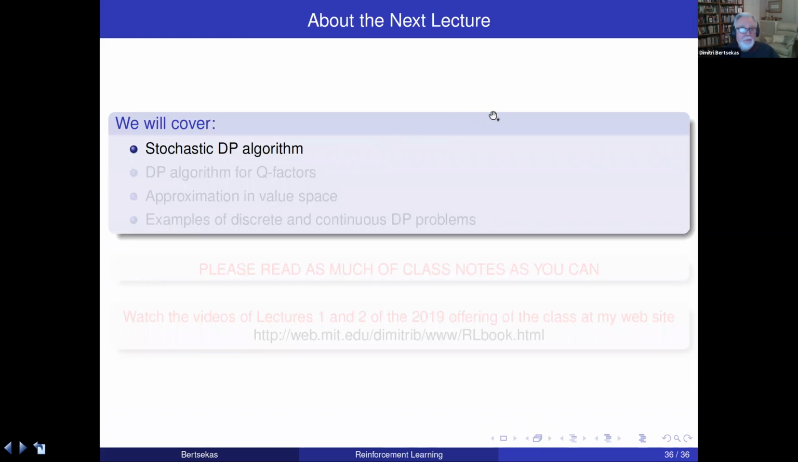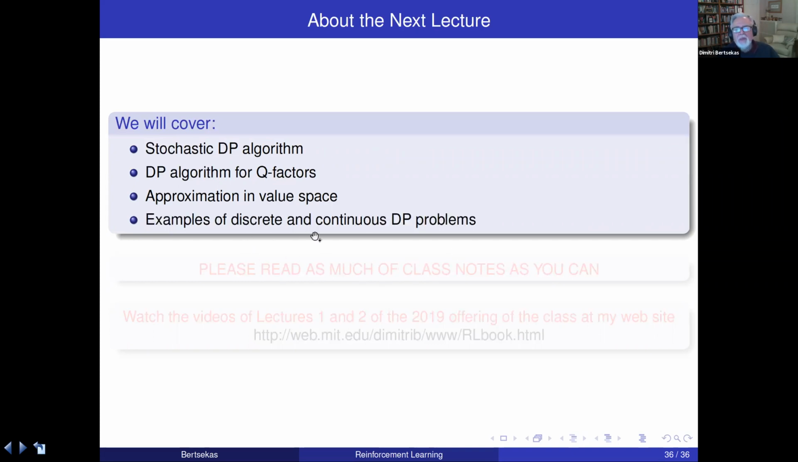Okay, the next lecture. We will cover stochastic dynamic programming, a generalization of the deterministic dynamic programming. We're going to talk about Q factors and how dynamic programming algorithms can be written in terms of Q factors. And we'll say what that means. Approximation in value space, and examples of discrete and continuous dynamic programming problems.